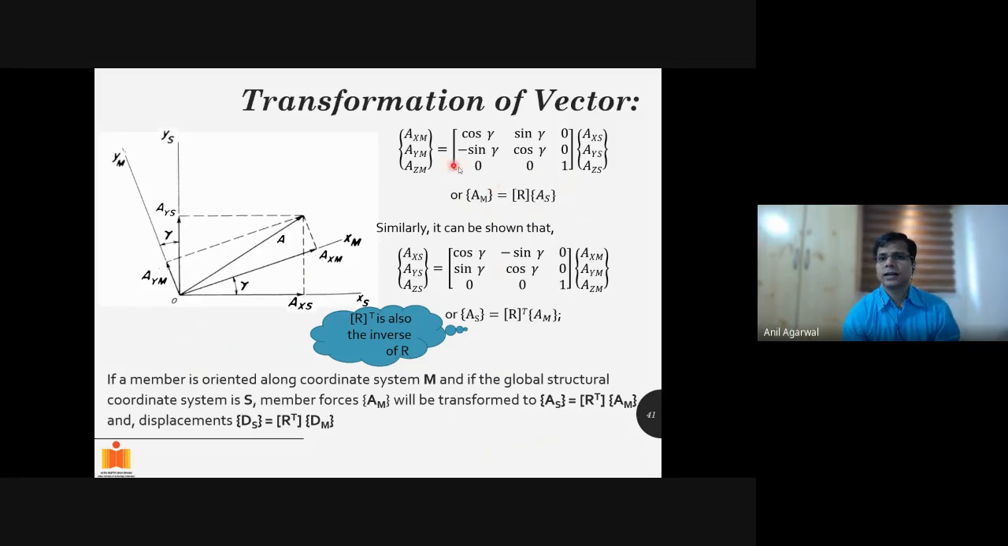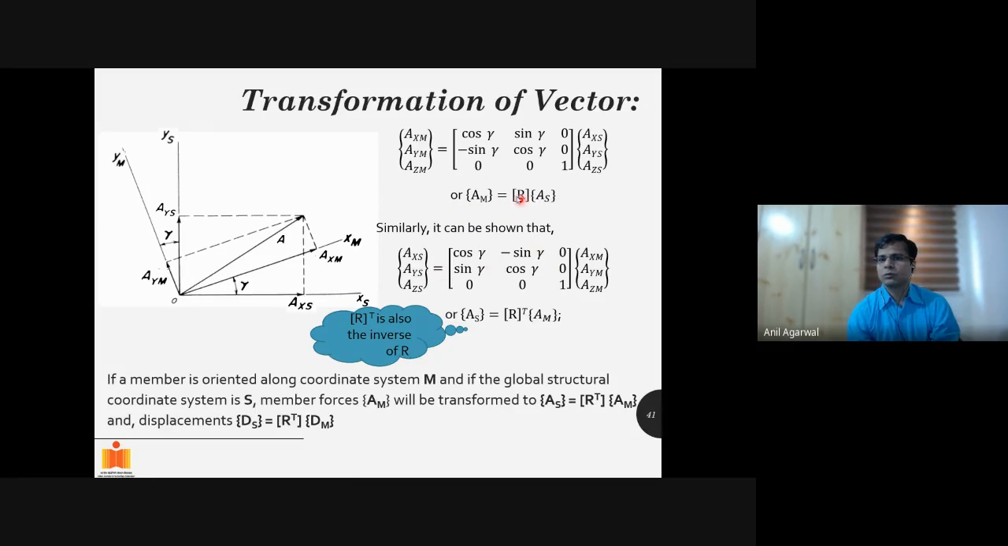However, you can rewrite or rearrange these equations to get AXS, AYS, and AZS terms on the left hand side, and AXM, AYM, AZM terms on the right hand side. Okay, and in the process, you will see that all that you do is you take the transpose of this matrix, which essentially means that, if you look at this equation and compare with this equation, basically this matrix here should be the inverse of this matrix. Agree? Because AM was equal to R AS, then AS should have been equal to R inverse AM.